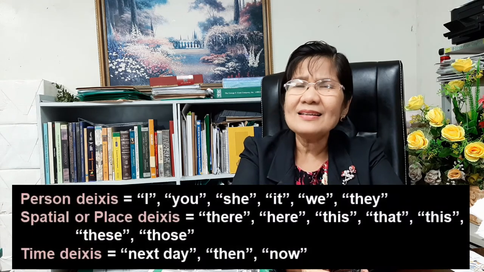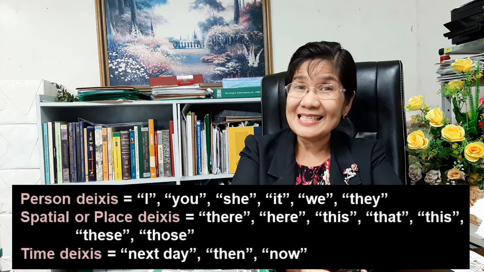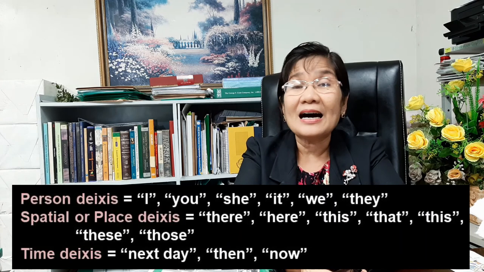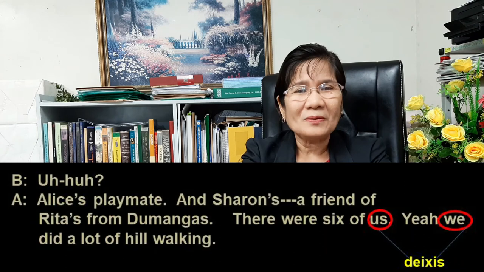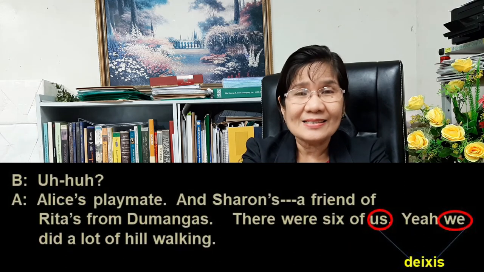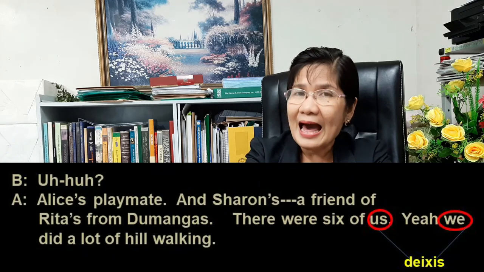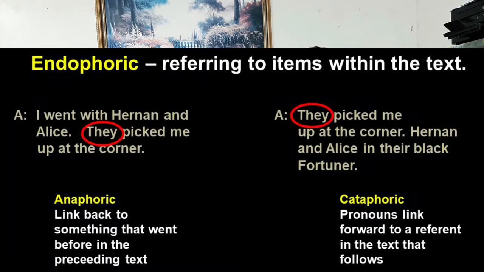Here, you can see the lists of words that are identified as person deixis, spatial or place deixis, and time deixis. In this example, we can see person deixis used to refer to the exophoric reference of Alice, Sharon, and Rita. Another form of reference is endophoric, which refers to items within the text.